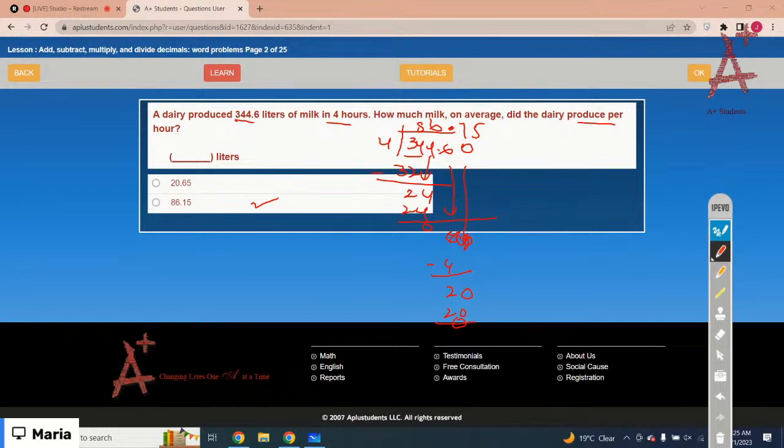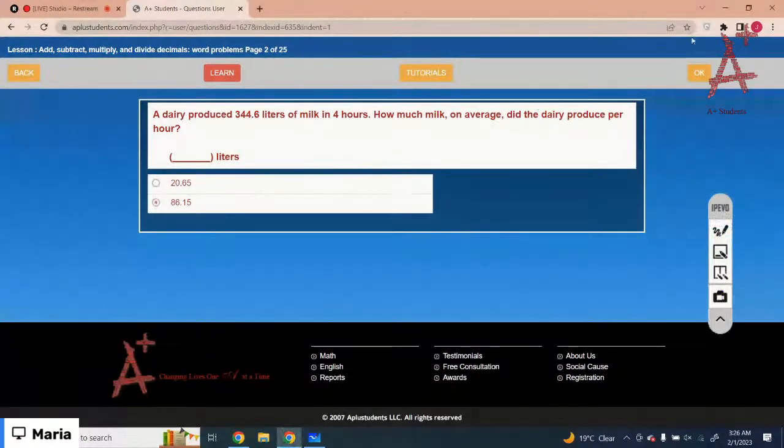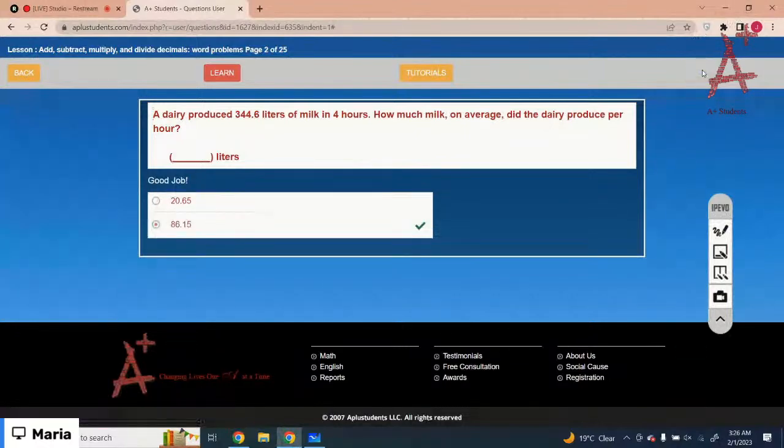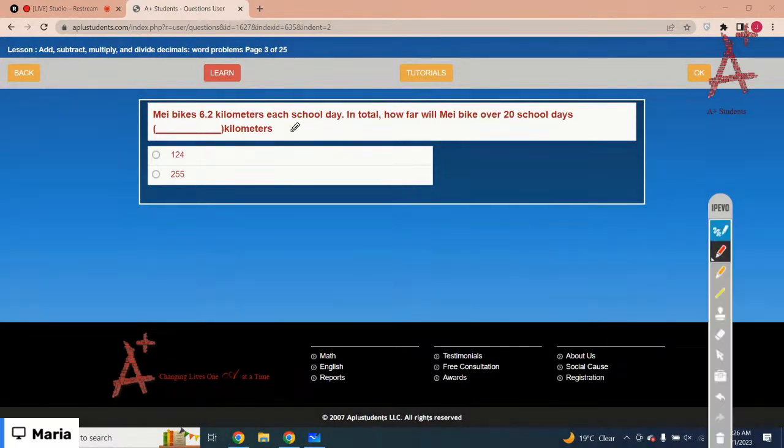The correct option is 86.15. Just select the correct option, then click on the OK button. Okay, May bikes 6.2 kilometers each day to school. In total, how far will May bike over 20 school days? So you have to calculate for one day. She does 6.2 kilometers. You have to calculate after 20 days how much distance it is.